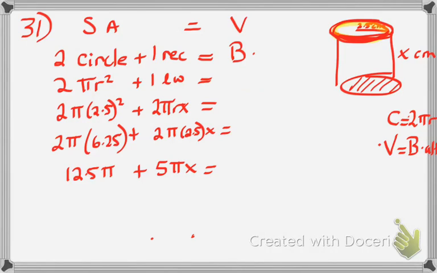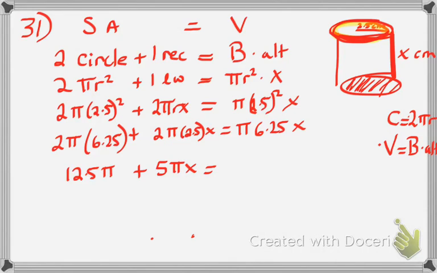So I'm doing base area times the altitude. That is the height between the 2 bases right here. Now I'm going to substitute in formulas. The base formula for the base area is a circle, so it's going to be pi r squared. And the altitude is like our height, or we can call it x. Now I can substitute in numbers. 2 5/10 squared x. And then I've got pi and 6 25/100 x.